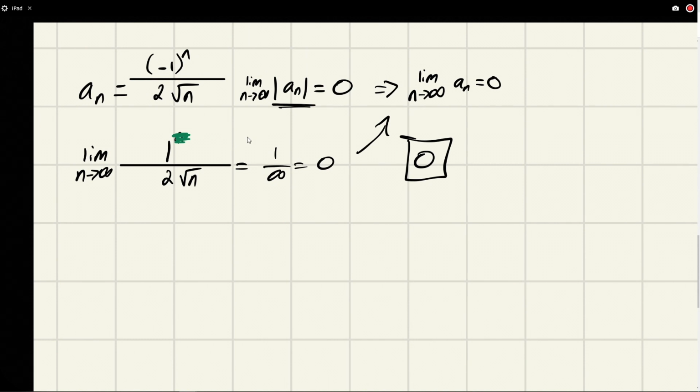So if you see an oscillating term like -1 to the n, this is going to be one of the things you can do to try and get an answer out of it.